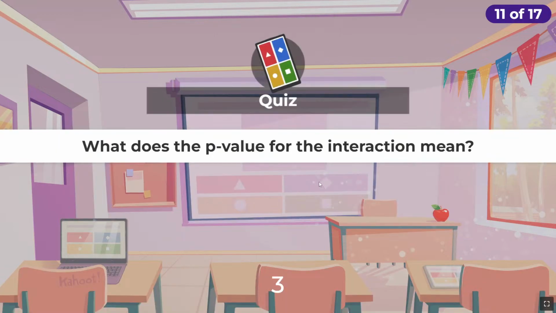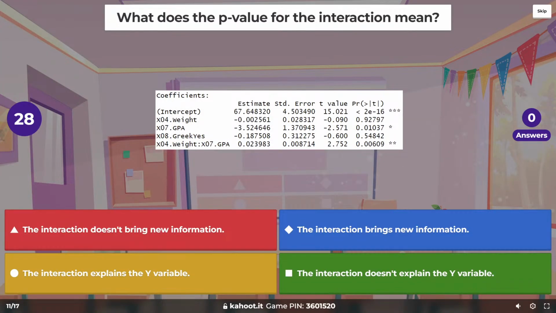Here we go. What do the p-values for the interactions mean? Let me look at more interaction stuff over here. Interactions. I like this.